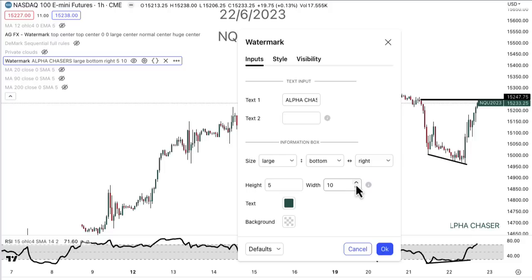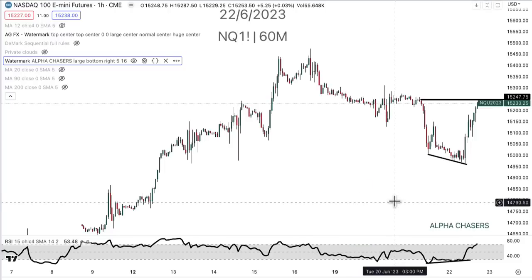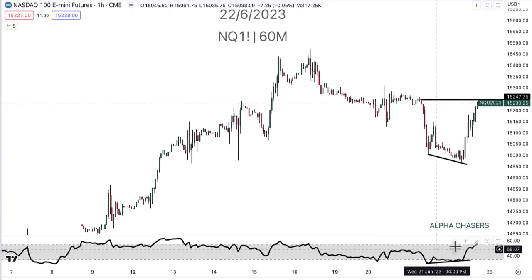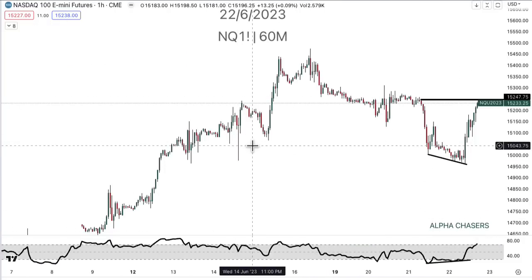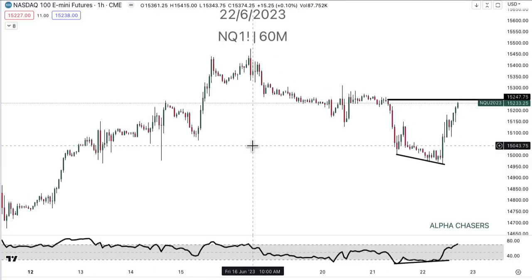Let me make this a little bit bigger. It's going to bother me. There we go. So that's what I would focus on, and I would focus on that level. It's really important that you watch what's going on here. Okay, because all they're doing is shaking people out, right? We refer to it as the shake and bake.